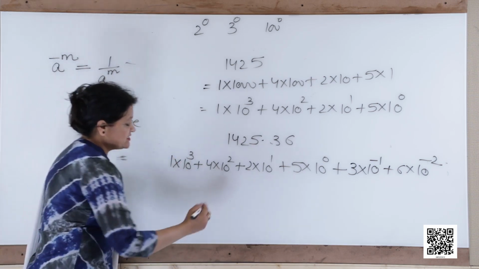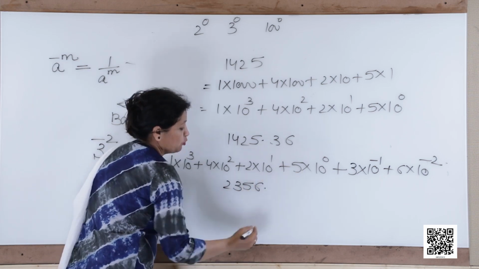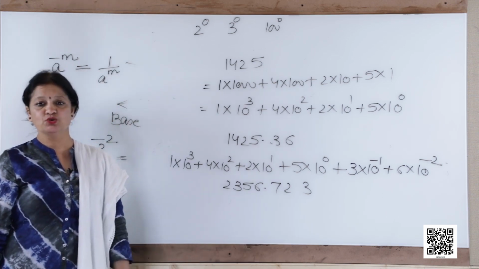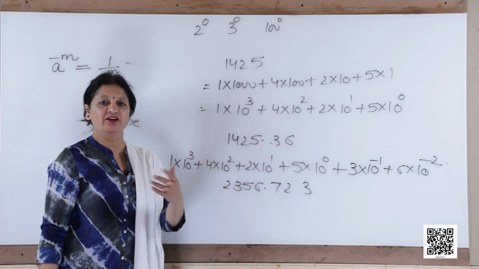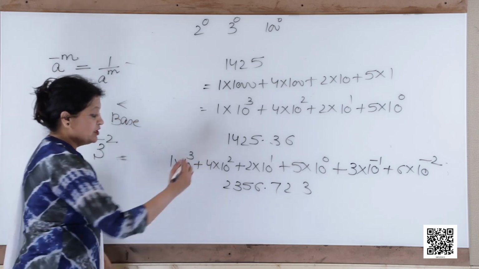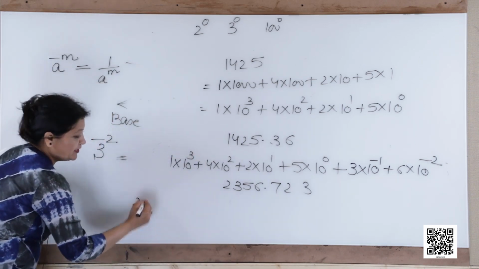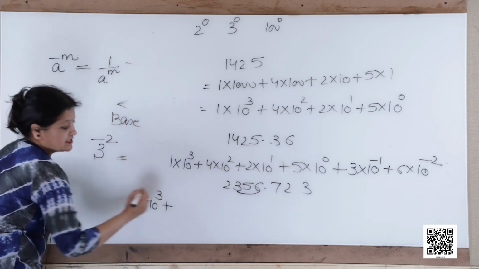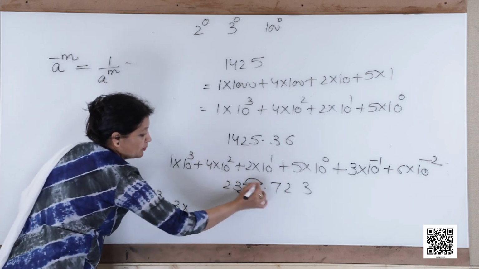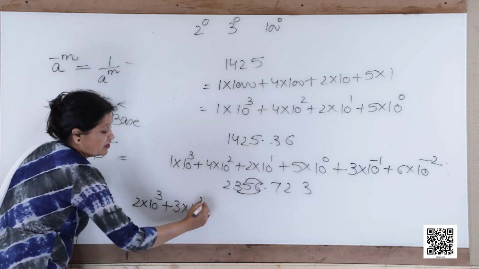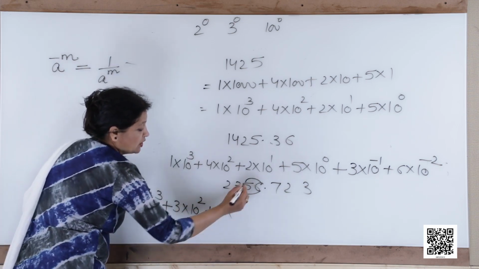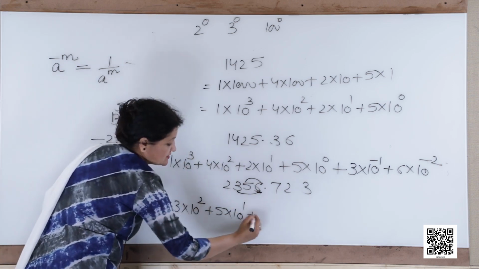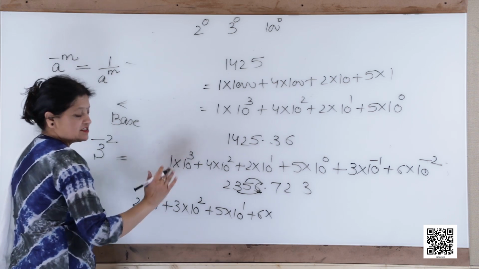For example, let's take 2356.723. Write this in expanded form using exponents. So that means it will be 2 multiplied by, how many numbers after 2? 3. So 10 raised to the power 3 plus 3 multiplied by, after 3 how many numbers? 2. So 10 raised to the power 2 plus 5 into, after 5 how many numbers? Only 1. So 10 raised to the power 1 plus 6 multiplied by, no number after 6 before the decimal.